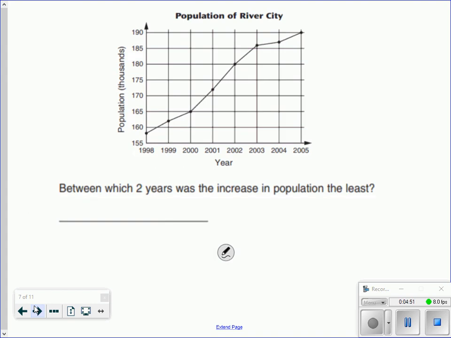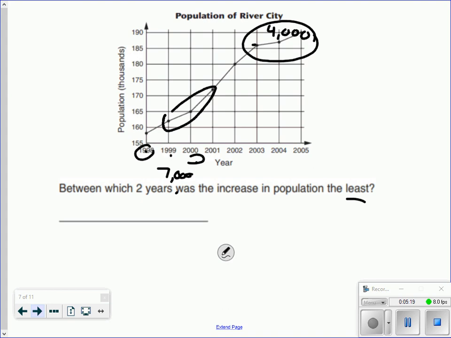Which 2 years was the increase in population the least, so the smallest? Well, this is from year to year, right? So from 1998 to 2000, it looks like it probably increased about 7,000. But over here at the end, it looks like right here is about 186 to 190. So this is about 4,000. That's less than this. And all of these look like they're increasing way too much for the least amount. So I would say from the year 2003 to the year 2005 is the least amount of increase.